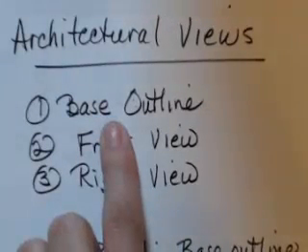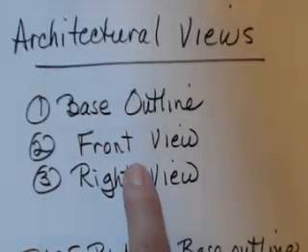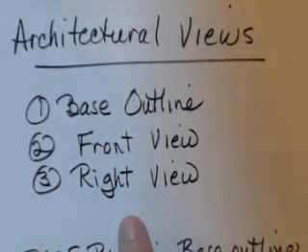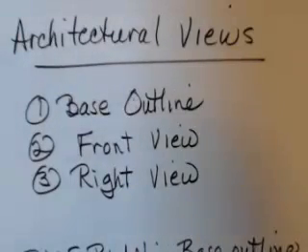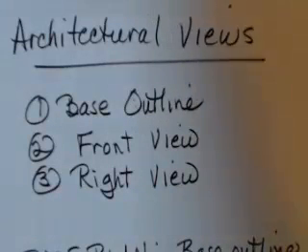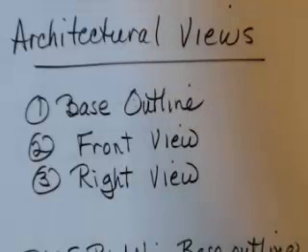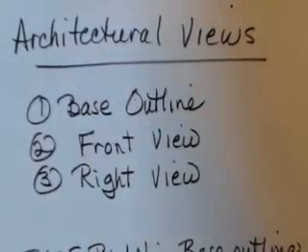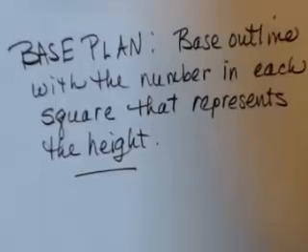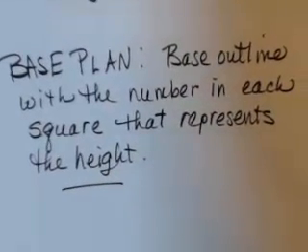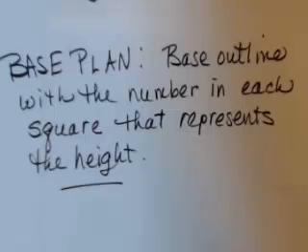There's a base outline, there's a front view, a right view, or we could have any view, left view, back view, top view, bottom view, but we're going to limit probably most of what we do to the front view. And a base plan is simply telling us how many stories high the building is for each section of the building.